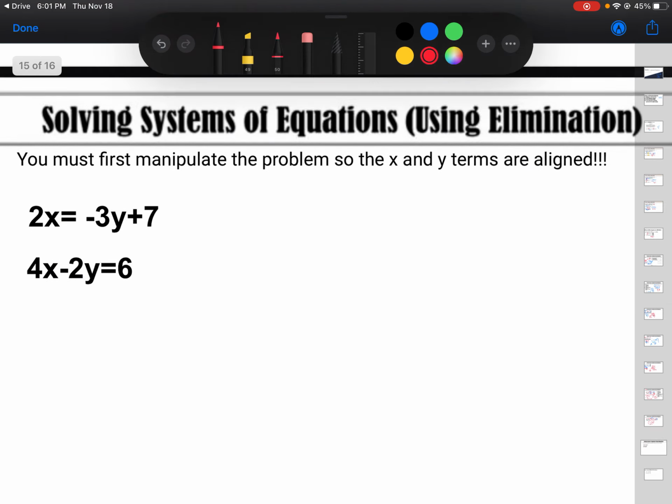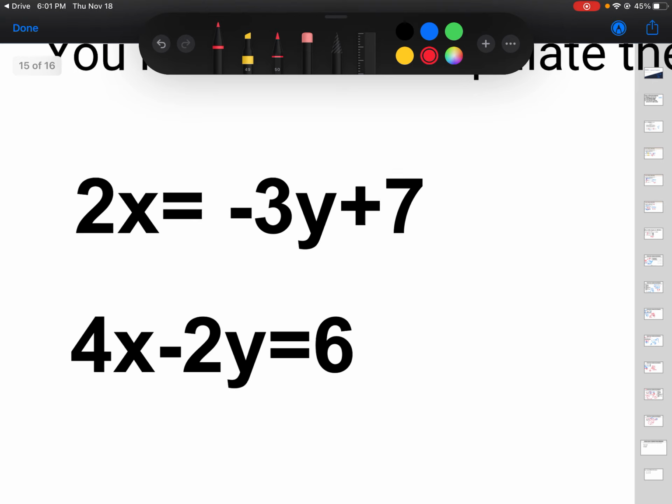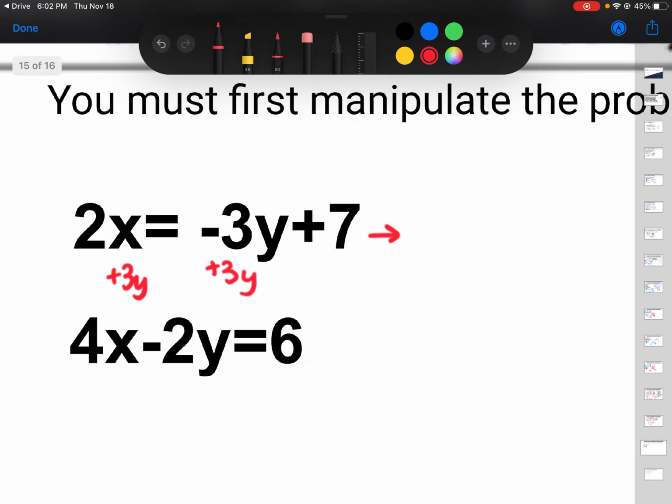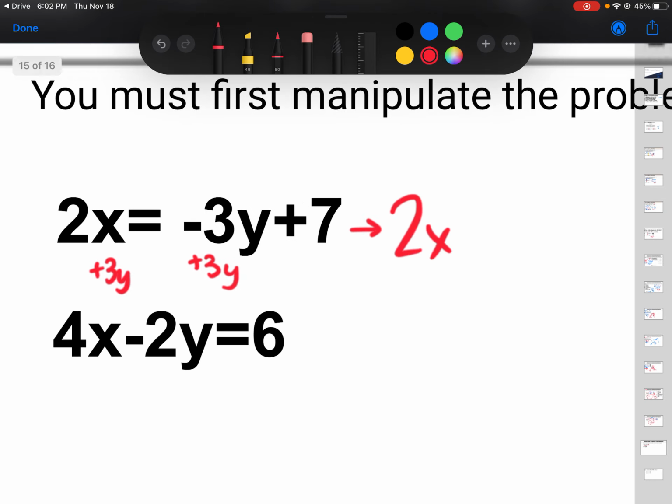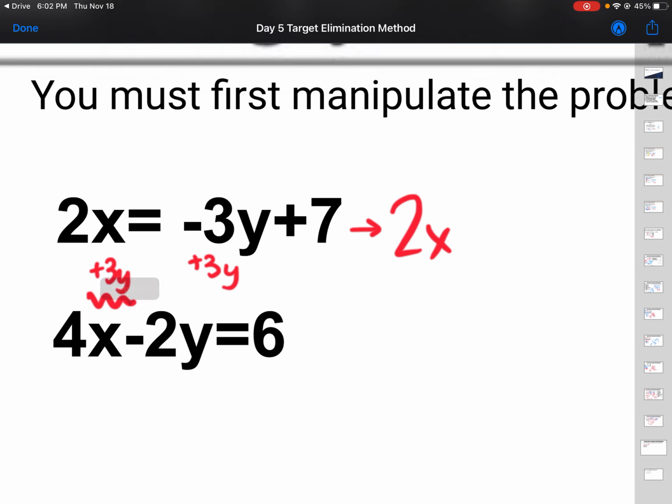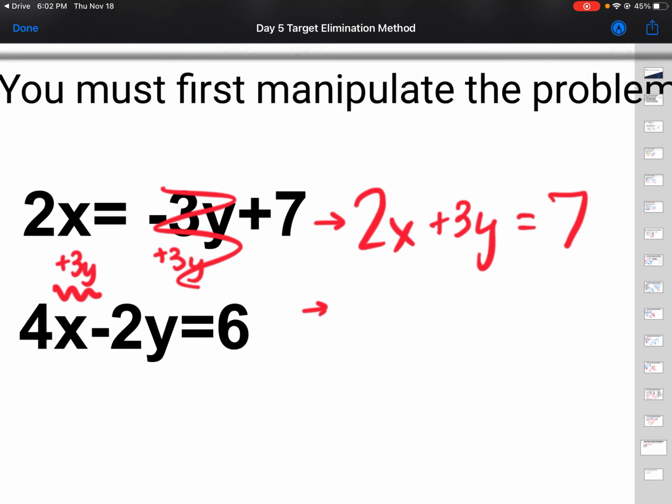Next one. We got 2 more here. Last one like this, I want them to stack up. So let's move the 3y to this left side. So first I'll write down the x term, then the y. So 2x, and then the 3y. So plus 3y equals, these cancel, positive 7. Bring over 4x minus 2y equals 6.